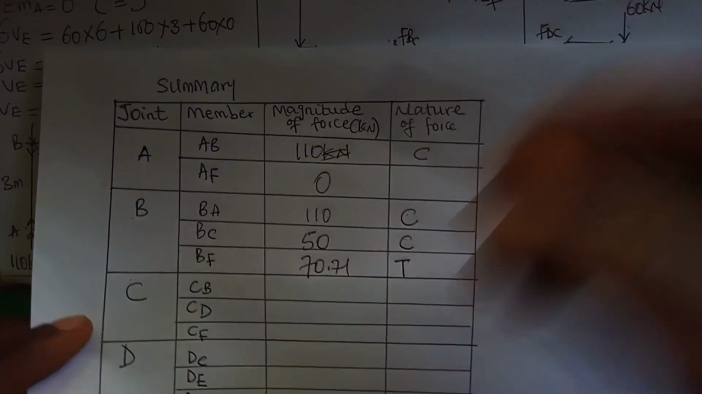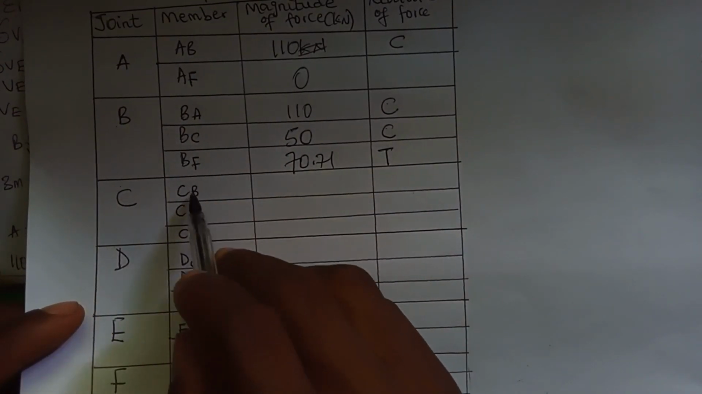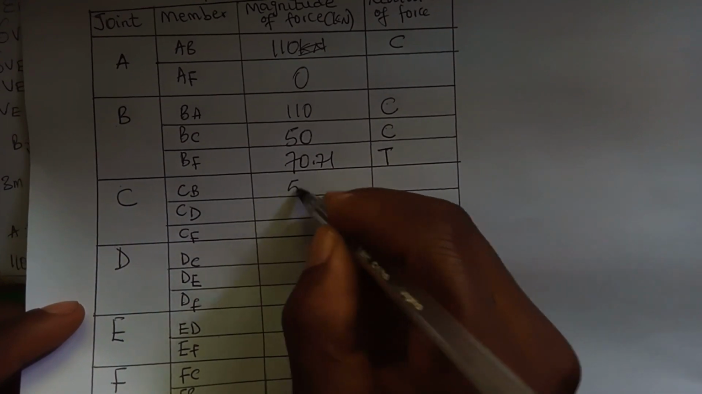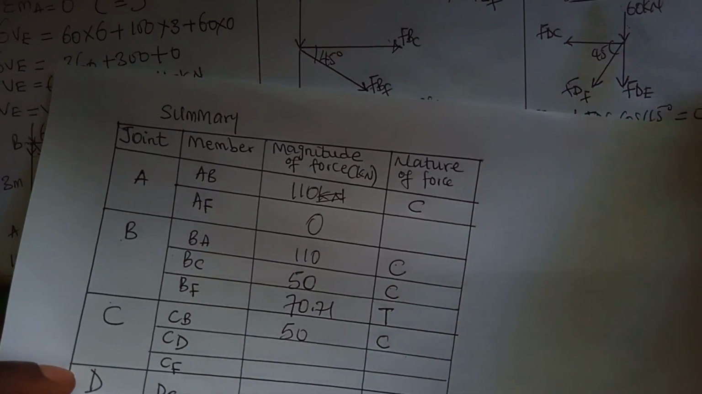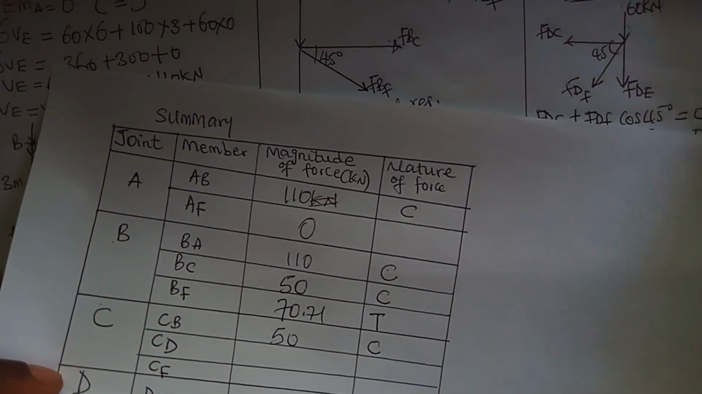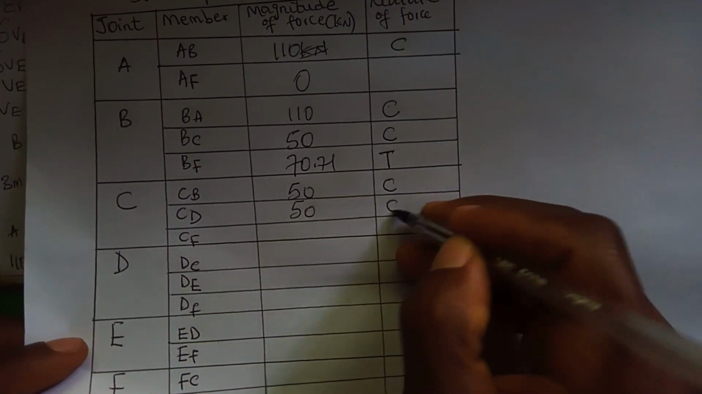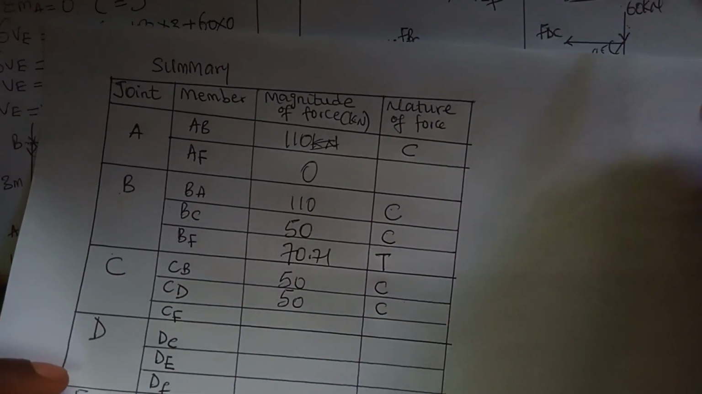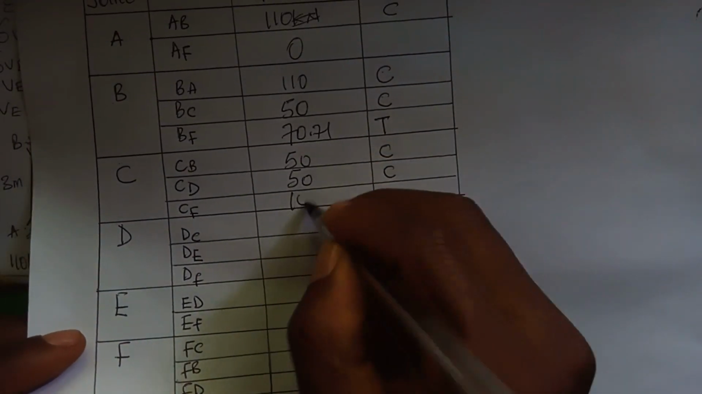At joint C, we have CB. Our CB is the same as BC, which is 50, compression. What about CD? CD is 50, compression. What about CF? CF is 100, compression. Then go to joint D.